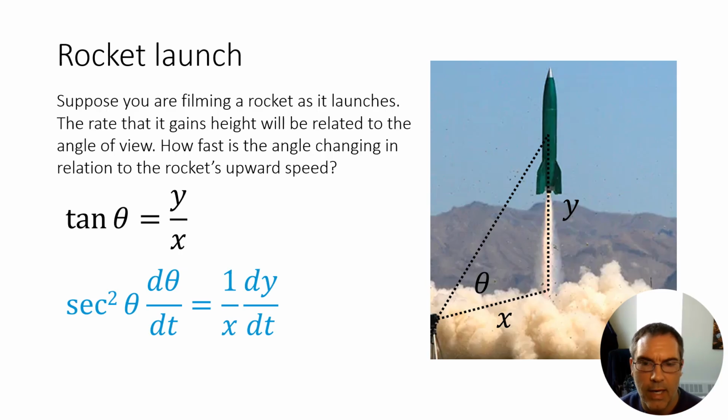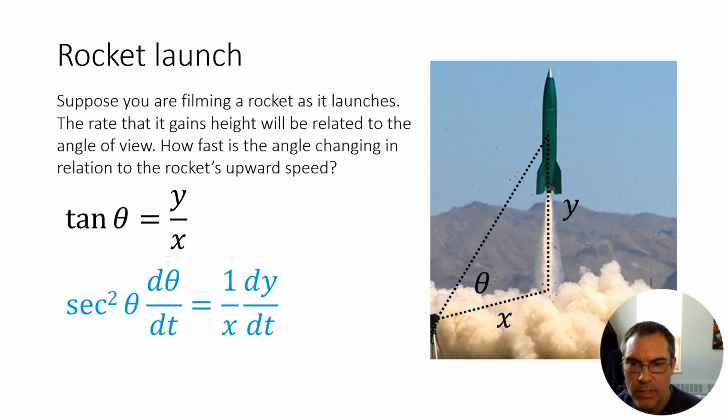So in the diagram we have here, this is how far the camera is away horizontally from where the rocket is launched, and then the launch results in a height y sometime later, and the angle here will relate to the height here. Right, x is going to be a constant. We're assuming it's going straight up, so this is not changing, but both the angle theta and the height y will be functions of time.